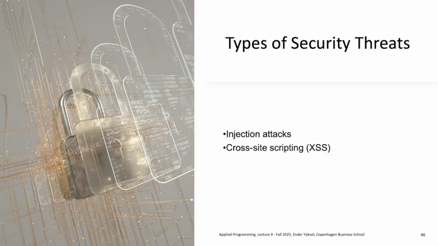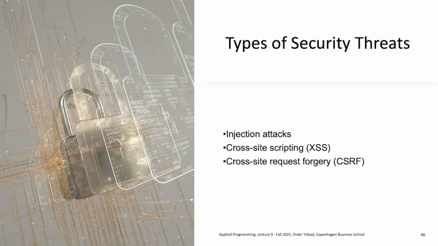Cross-site scripting. This happens when an attacker injects malicious scripts into your website. These scripts can steal cookies, redirect users, or manipulate the page. For example, if your app displays user comments without sanitizing them, someone could post a comment that runs JavaScript in other users' browsers.